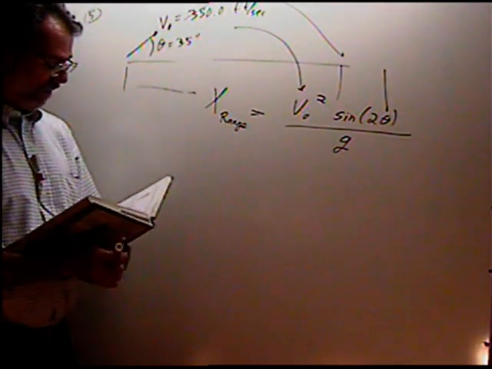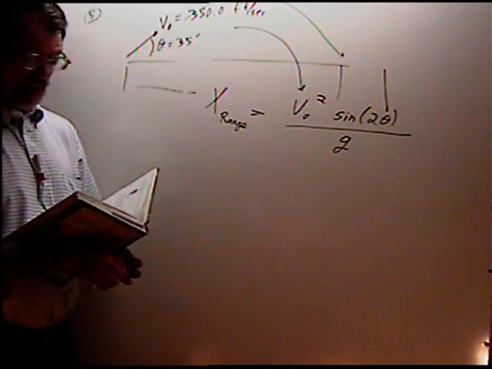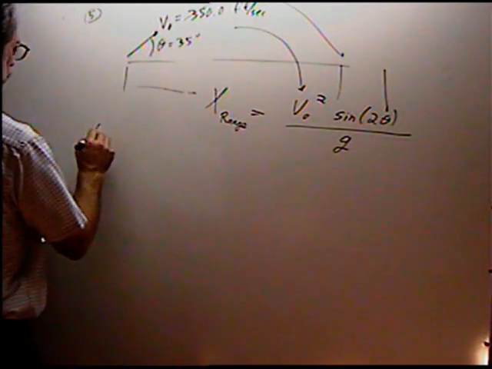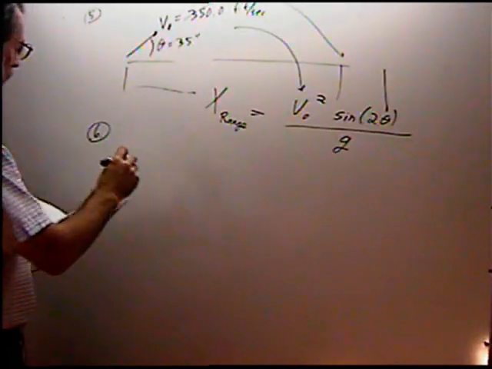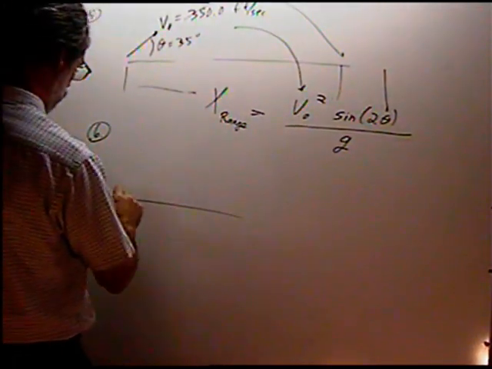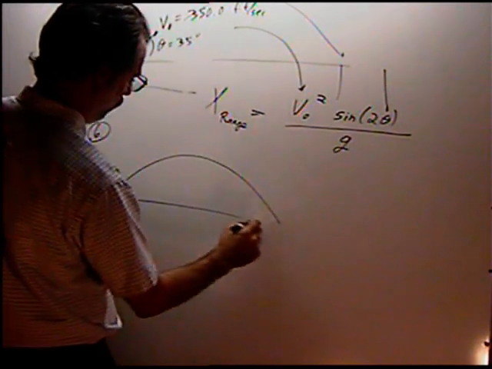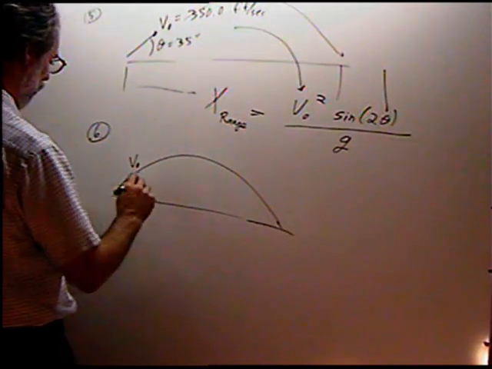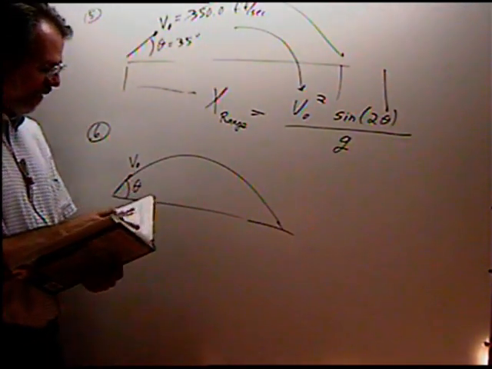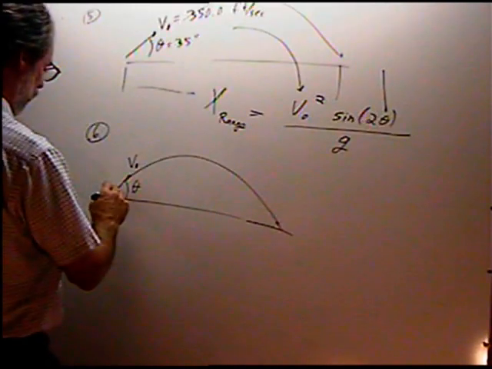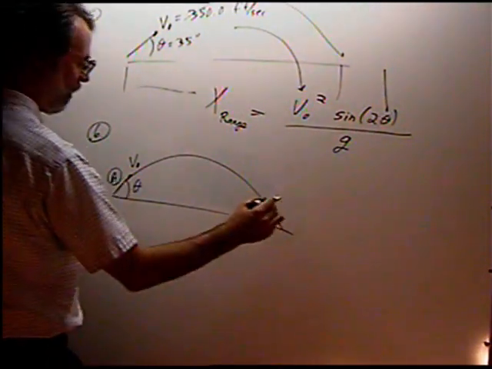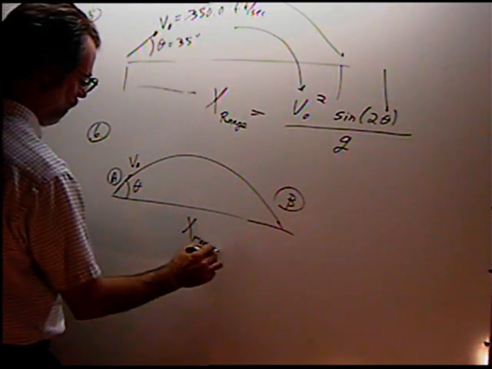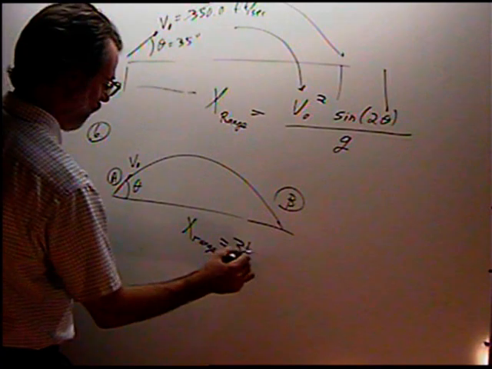Okay, number 6. Number 6 on page 140 is kind of similar. You have a soccer player, and exact same kind of geometry here. And this time, the soccer player wants to kick. Soccer player A is kicking it to soccer player B. He knows what the range is. The range is 31 meters.